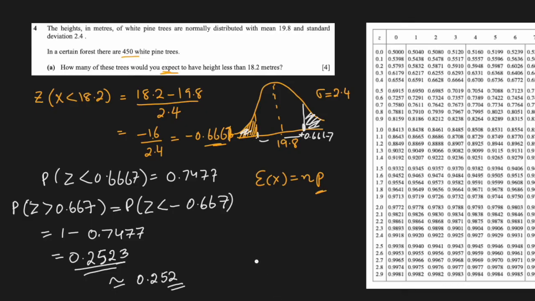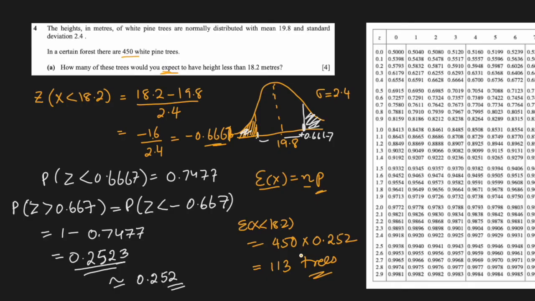Now we have to find the expected value. So the expected value of x being less than 18.2 meters will be n, there are 450 of them, multiplied by this probability, which is 0.252 we got, and we'll find how many of those trees are like that. I'm getting 113.4, so I'll write 113 trees only.